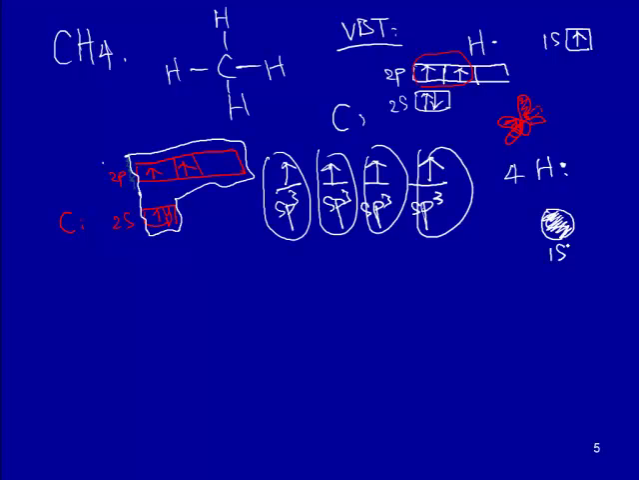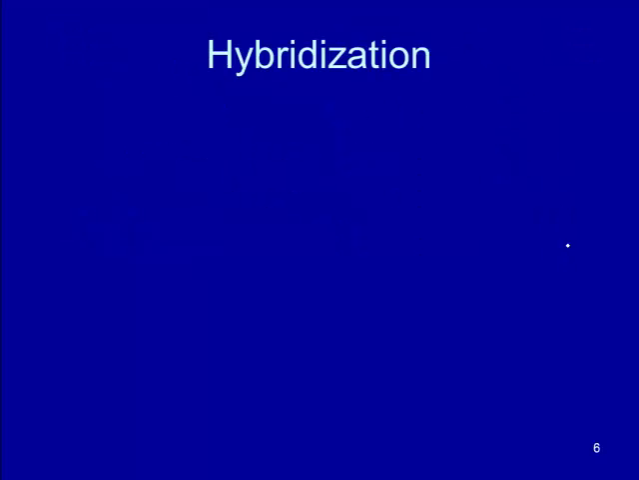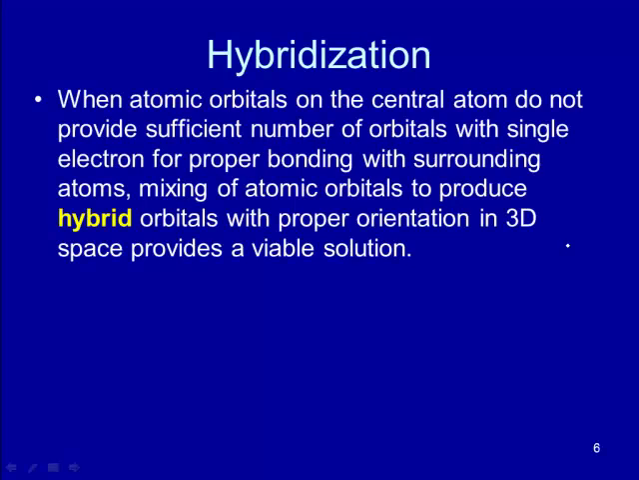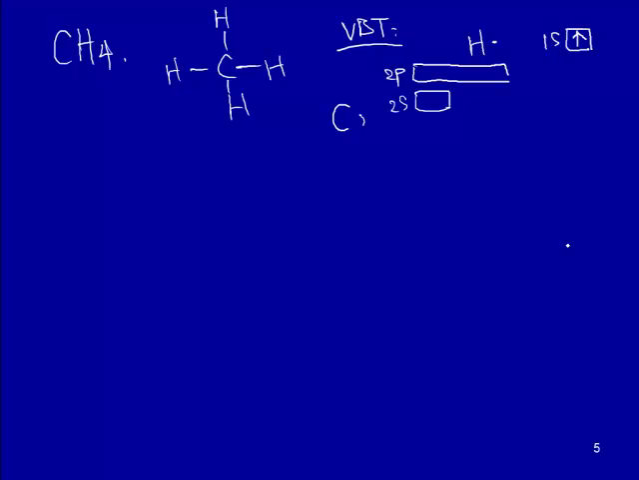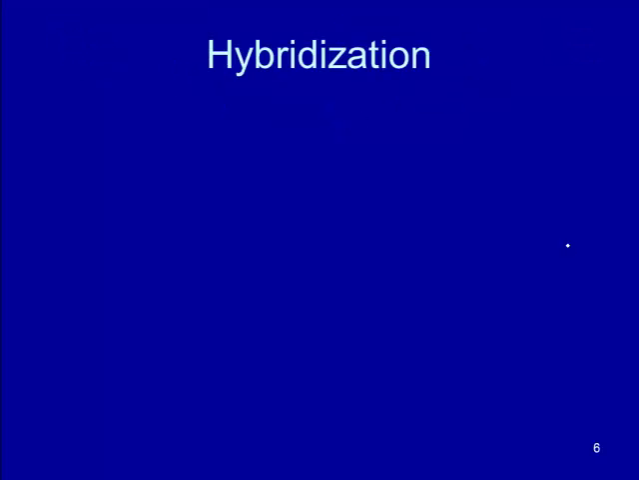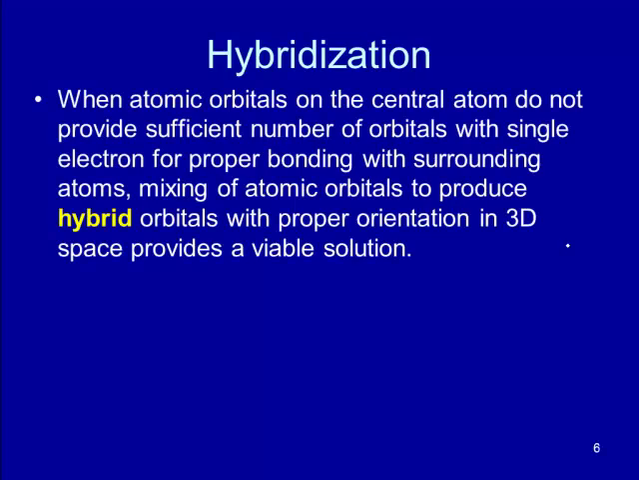So the hybridization comes out of necessity. And here comes the concept: the central atom does not provide a sufficient number of orbitals with a single electron for proper bonding with surrounding atoms. And this is the way you look at the previous question, which demonstrates that. In that case, the carbon will not have enough atomic orbitals to form 4 connections.